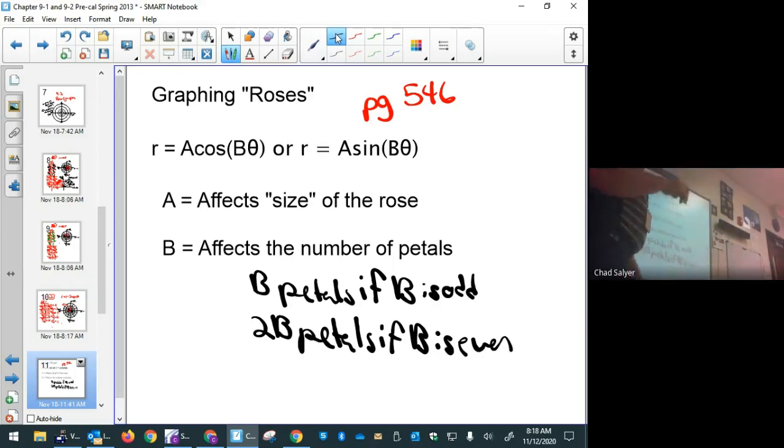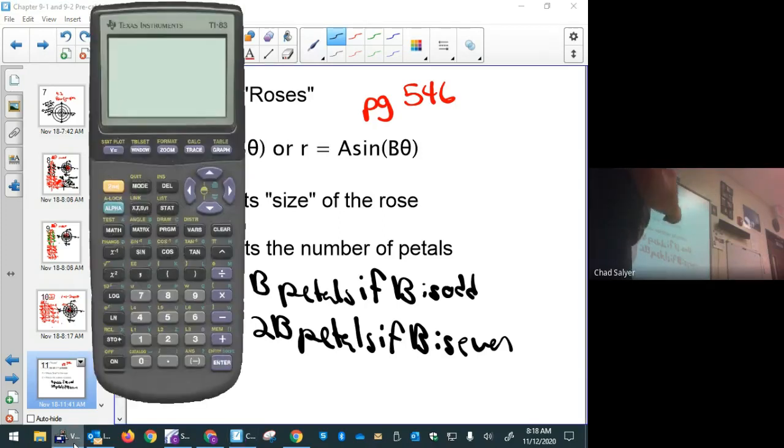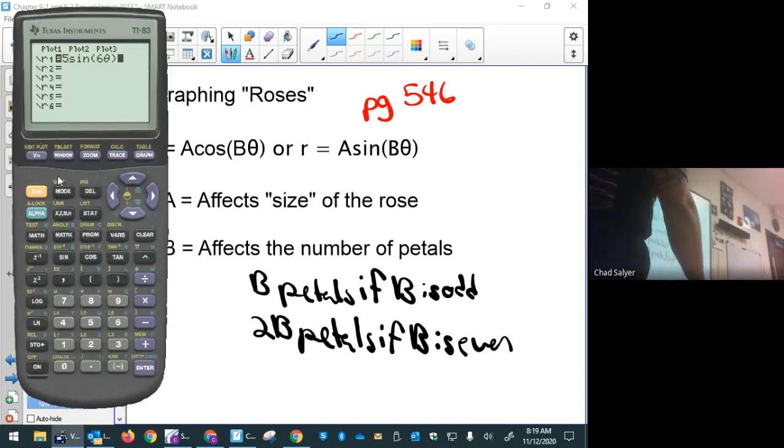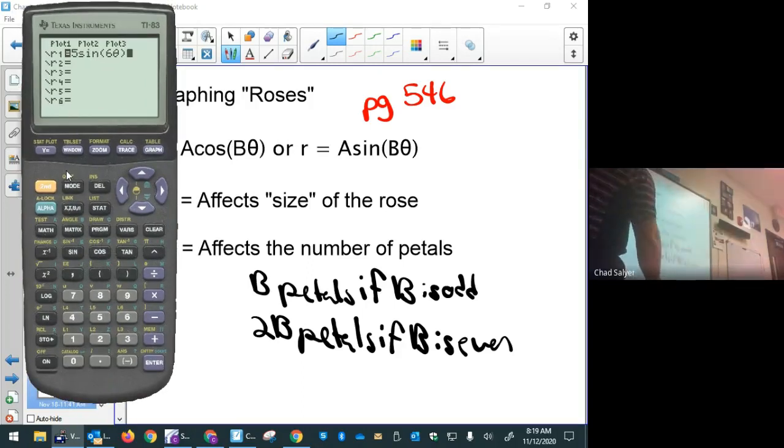So let's play around with this a little bit. If I go here, and I'll erase what we just put in there, I'm going to put in, let's say, 5 sine 6 theta. And I need to change my window a little bit. 2 pi. And then let's go at least 6 units here.